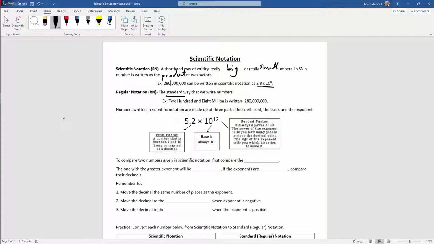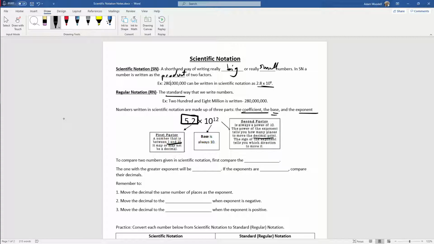Scientific notation is made up of three parts. You've got the coefficient, you've got the base, and then you've got the exponent. The coefficient is that number in front. It's always going to be between 1 and 10. The base is always 10, and you have your exponent, and that is going to tell you how many times you move the decimal point.